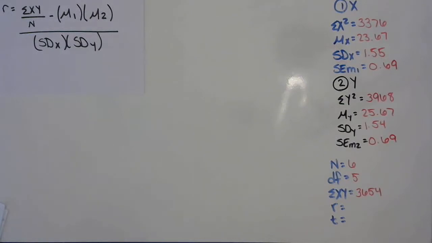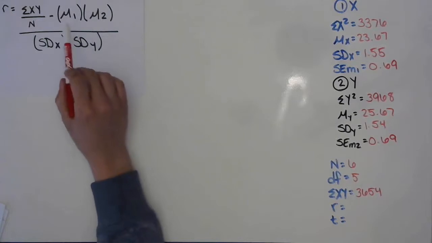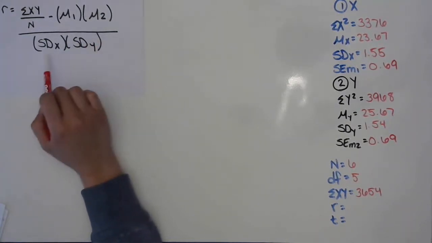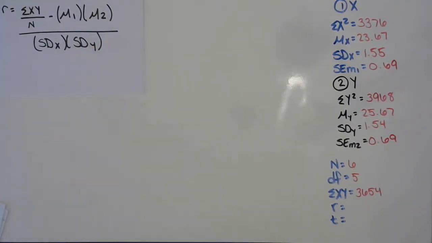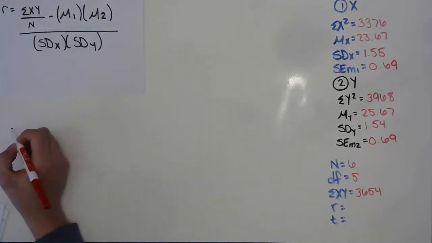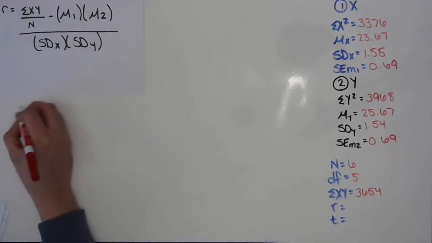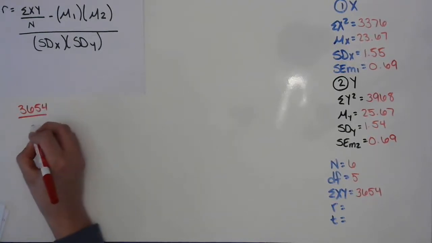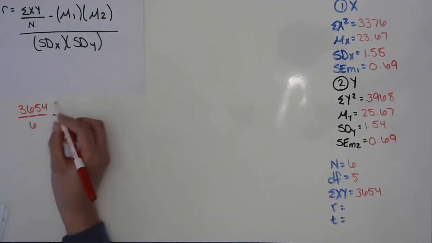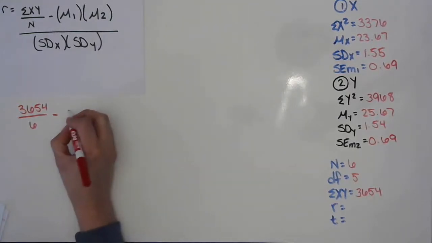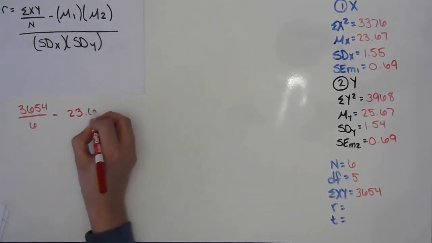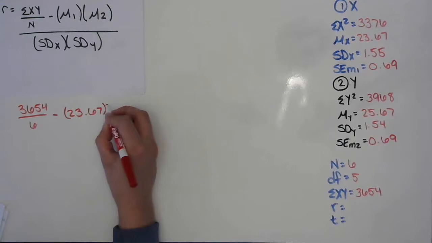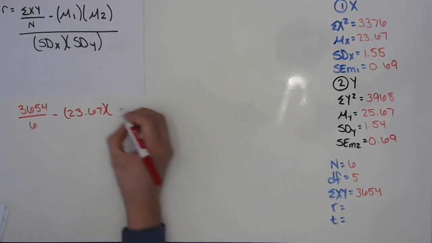Now let's go ahead and find our R value. And we only need to do one of these because we've got the mean for group 1 and group 2 and the standard deviation for group 1 and group 2 in the R value. So let's go ahead and plug those numbers in. So our sum of x, y is 3654 over our n value of 6 minus our mean for group 1, which was 23.67.